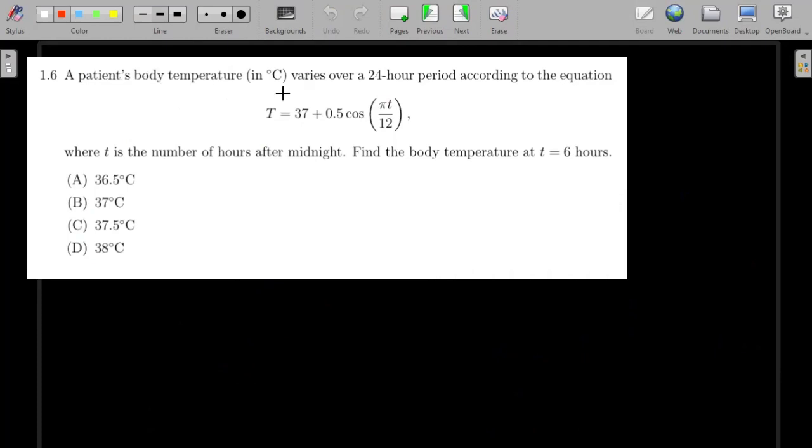And then question 6. A patient's body temperature in degrees Celsius varies over a 24-hour period according to the equation. So they've given us this equation here, where the T is the number of hours after midnight. So now the question comes, find the body temperature at T equal to 6 hours. So we have the equation there. So just replace.